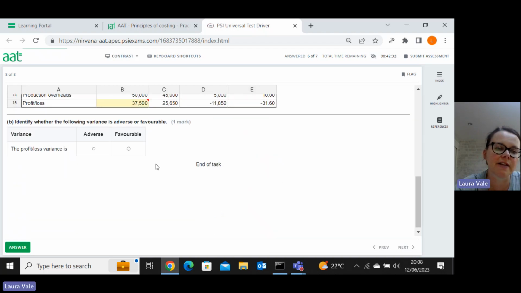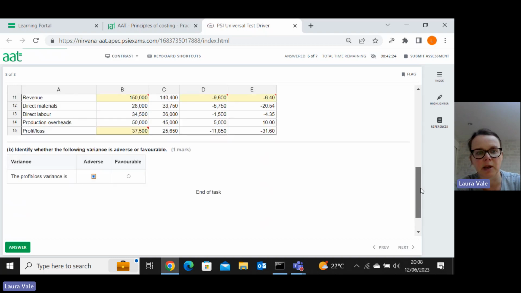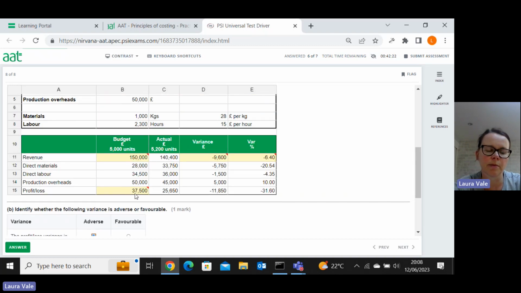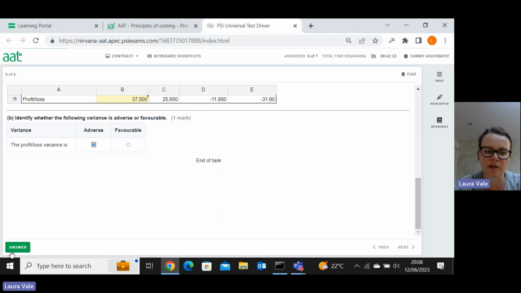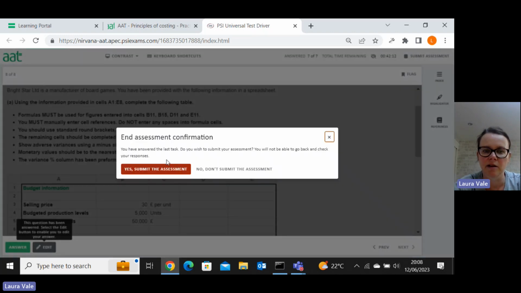Identify whether the following variance is adverse or favourable. The profit or loss variance is adverse because we thought we were going to make 37,500 of profit and we've made much less. So it's bad news for the business. So it's an adverse variance.